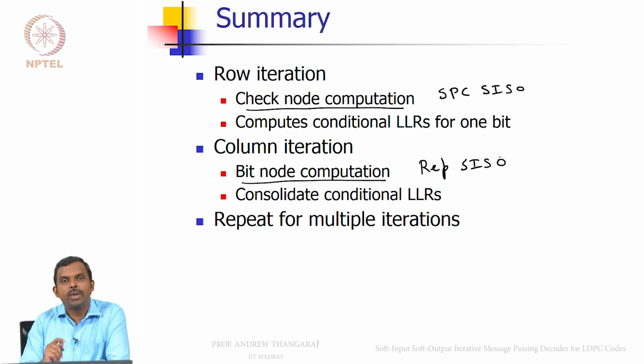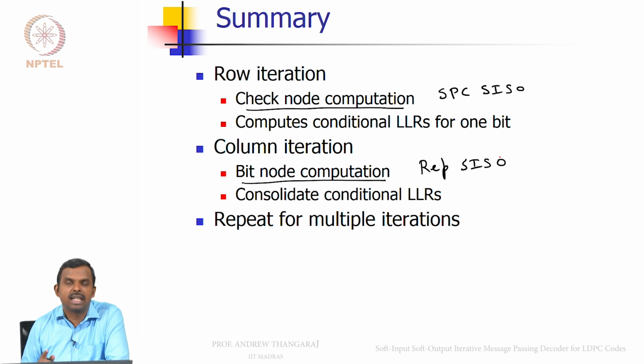What you did in one iteration you can keep repeating again and again. When you do, if you imagine a little bit, for every bit you are using information from all other received values through this message passing method. Just by using a SISO decoder for SPC codes and for repetition codes, one can keep iterating and improve the beliefs.